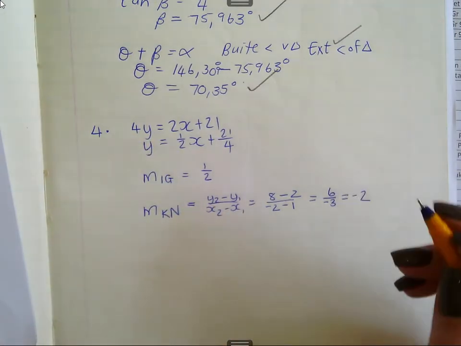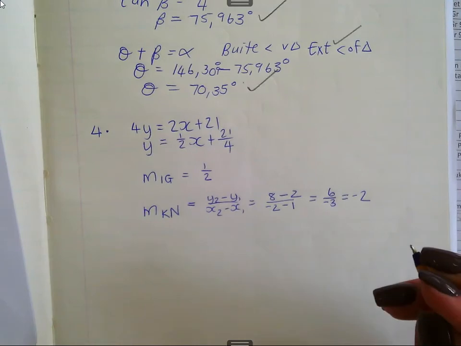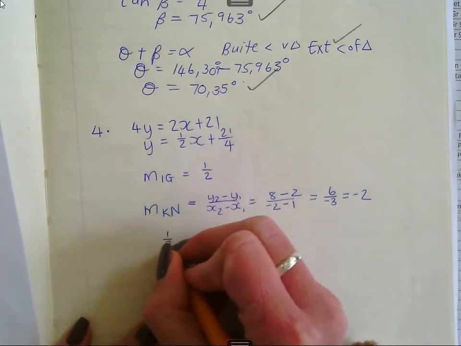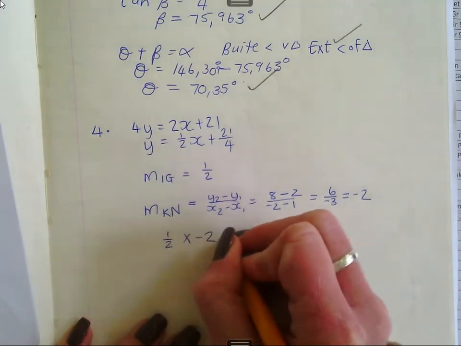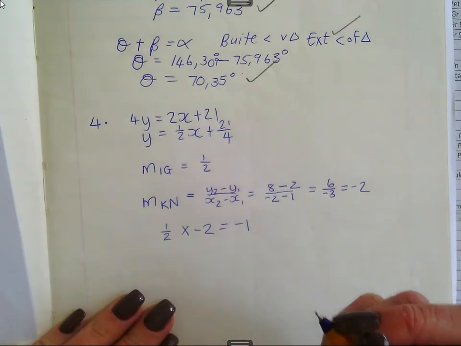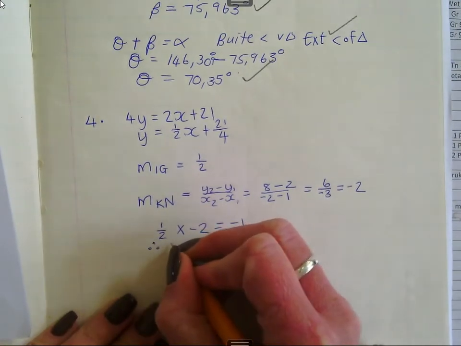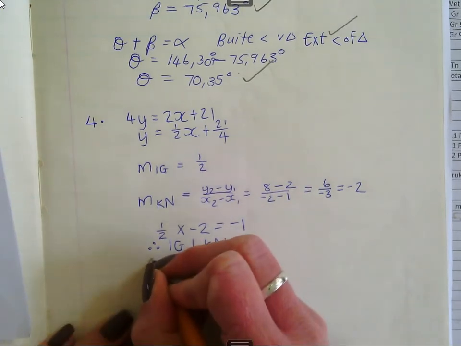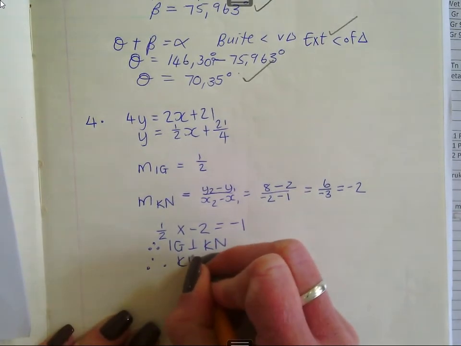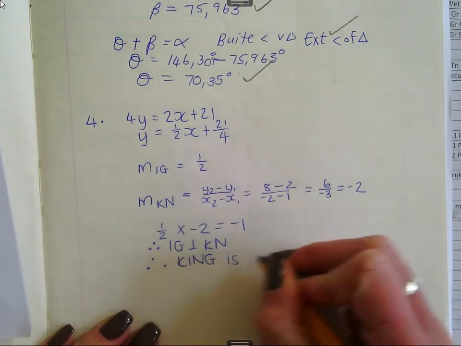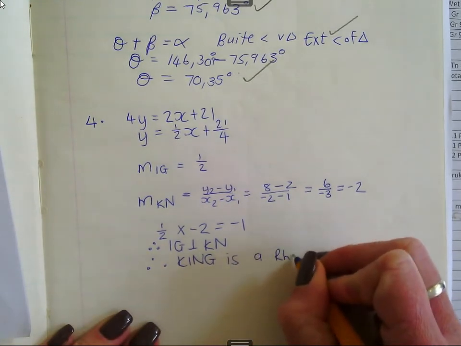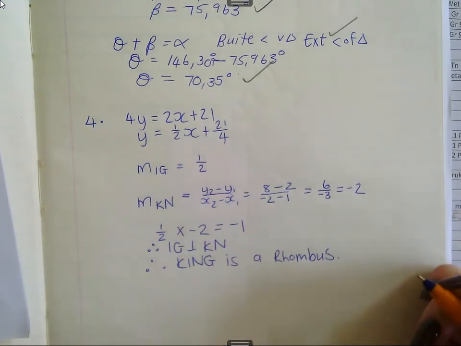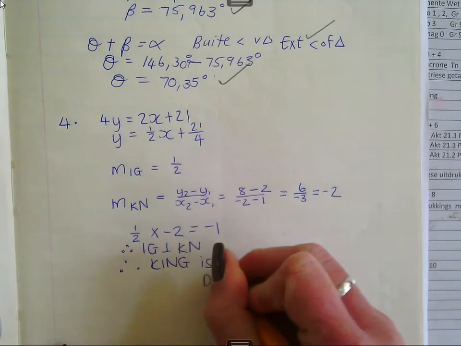But now you have to answer the question because it's not common knowledge, it's your knowledge. So I have to say a half times negative 2 is equal to negative 1. Thus, IG is perpendicular to KN. Thus, KING is a rhombus. But now you have to give your reason. Why is it a rhombus? Because the diagonals are perpendicular.